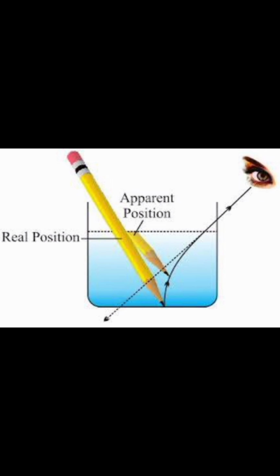So what are the two important laws? One is the angle of incidence is equal to the angle of reflection. The second one is the incident ray, reflected ray and normal lie on the same plane.